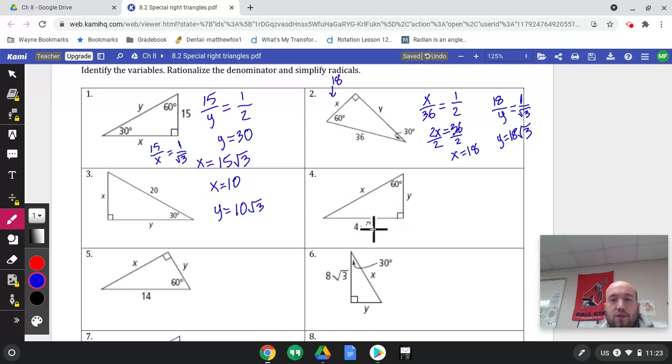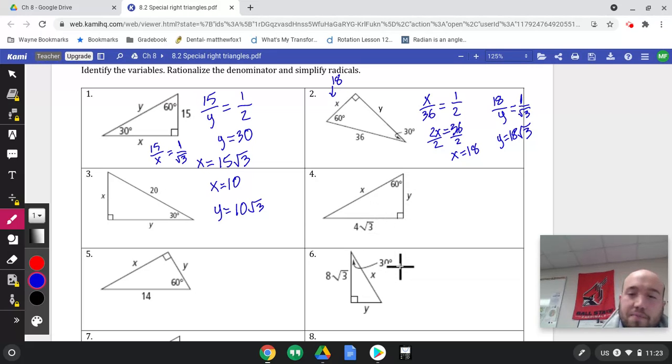On this one, we have both an x and a y. Now, I don't have a 30 degrees over here, but since there's a 60 there, I know if that's 90 plus 60, it's 150. Take that away from 180, we're left with 30. That has to be 30 degrees. So whatever's across from 30, we want to find first, because then we can just double it to get what x is.